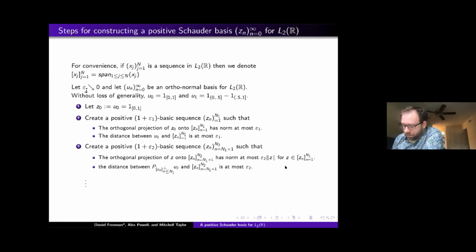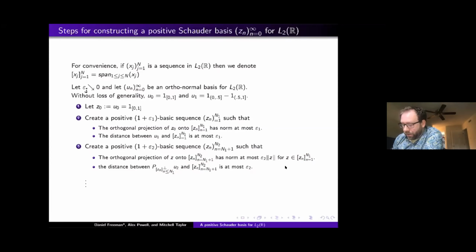And then in order to get U2, we do the same thing. We're going to add on a whole bunch of vectors. N2 is going to be huge, so that if you take any vector Z in our previous initial segment of the basis, then the orthogonal projection of it onto the span of our new vectors is going to be very small. And so U2, if you project it onto the orthogonal complement of what we've already done, then it'll be very close to the span of our new vectors.